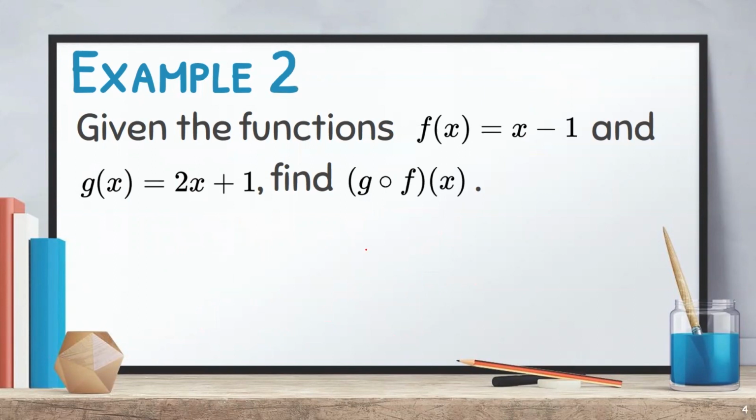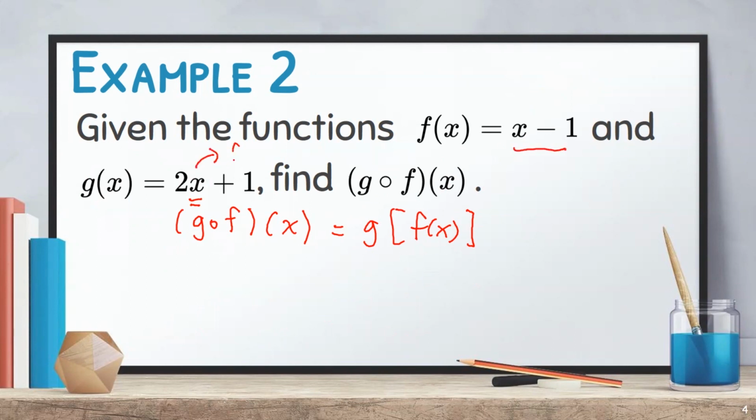Let us have another example. Let f of x be equal to 2x minus 1 and g of x be equal to 2x plus 1. What we need to find this time is g composition of f of x. So from here, g composition of f of x is equal to g of f of x. This time, what we need to change is the x on the g of x, and we need to substitute f of x to this x. So this x will become the entire f of x.